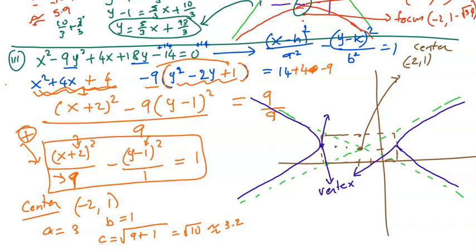The center is -2. From here, you're going to go 3 units to the left: -5, comma 1. And this one, you're going to go 3 to the right: 1, 1. And those are my vertices, 2 vertices. The major axis is this one, all right?